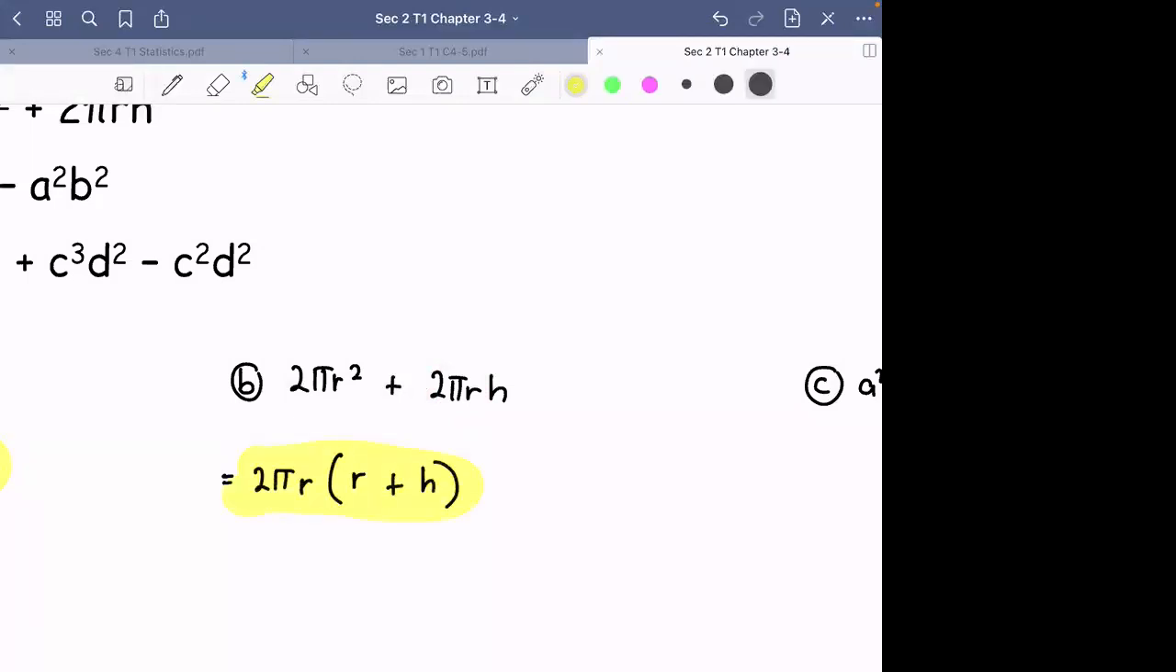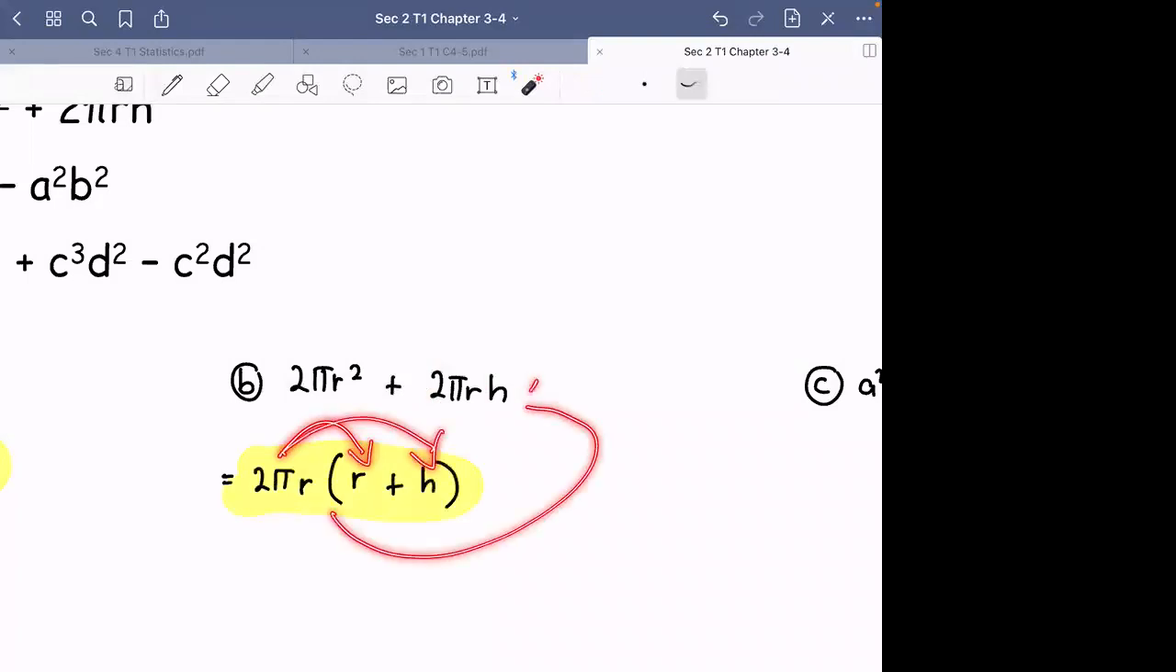Okay, for letter B. How do we check if our answer is correct? Basically, you just need to distribute this back to the bracket. And then when your answer is this, that means you're correct.